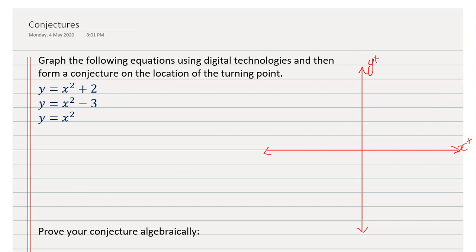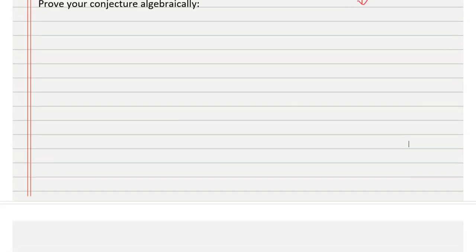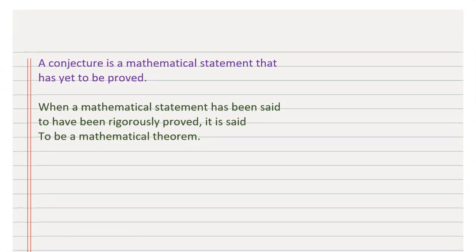So first point on the agenda is we need to know what a conjecture is. The best definition I could find on the internet was that a conjecture is a mathematical statement that has yet to be proved. When a mathematical statement has been rigorously proved, it is said to be a mathematical theorem. So a conjecture is like an approximation of how mathematics could work, but you haven't proven it just yet, so we don't know if it's going to hold up in every single situation.